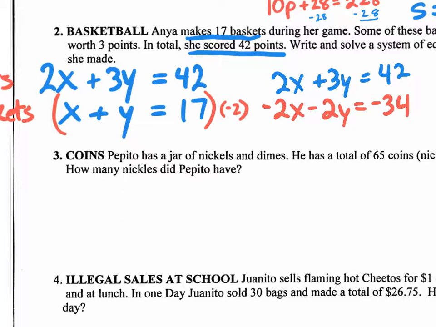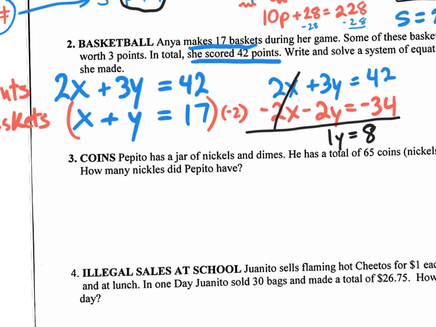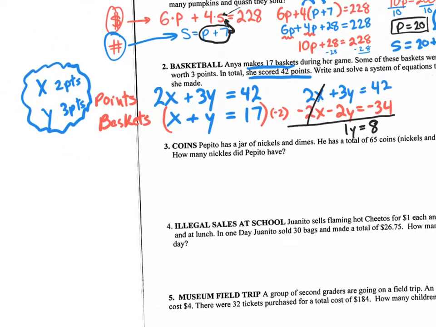And now we're ready to combine the lines with linear combinations in order to get the x's to eliminate. So the x's really do eliminate. We end up with 1y, and that's just y. You don't even need to put the 1. And 42 take away 34, use a calculator to be safe, is 8. So we have 1y equals 8. So what does that mean? Y equals 8. That means that she scored 8 3-pointers, right? Because y is the 3-pointers.